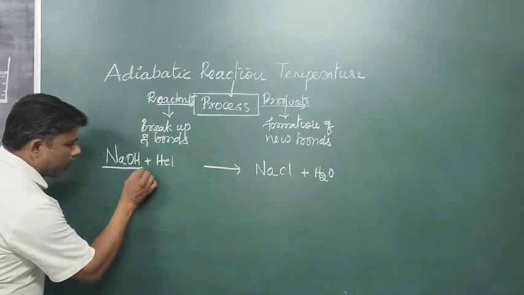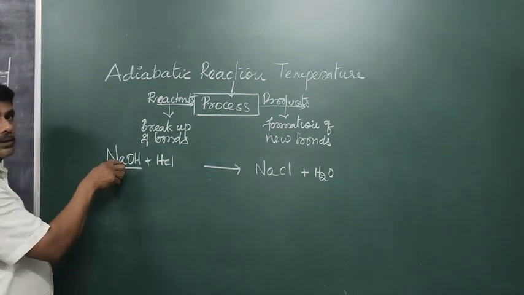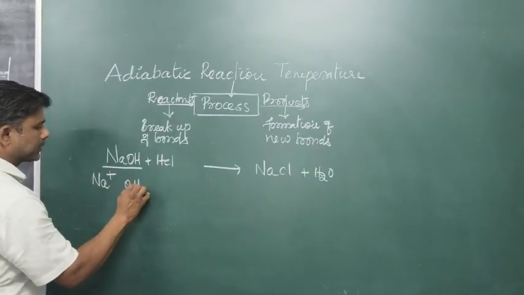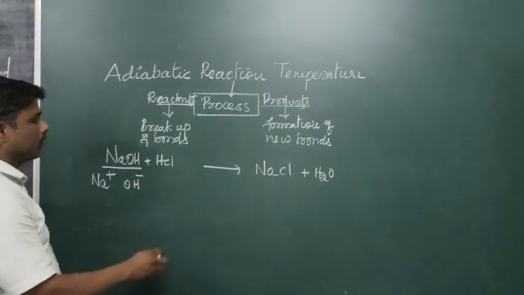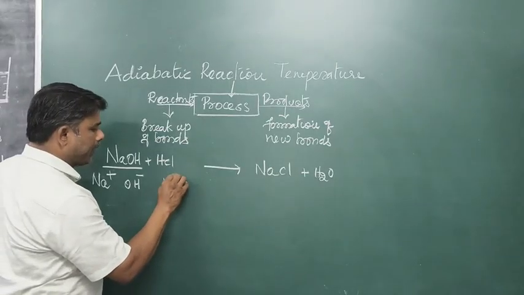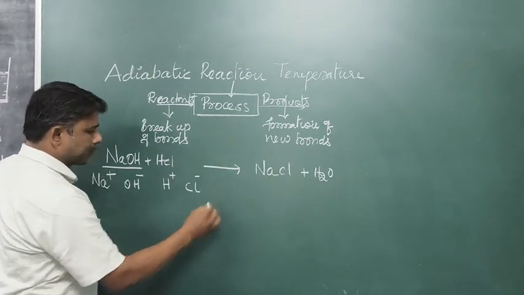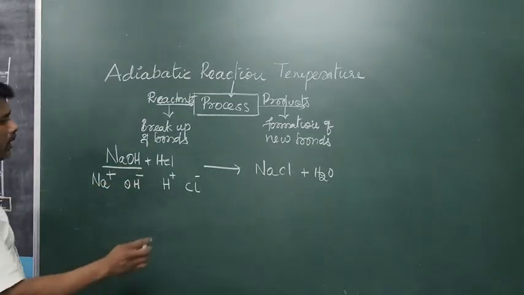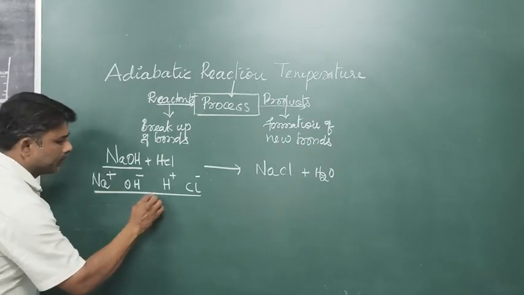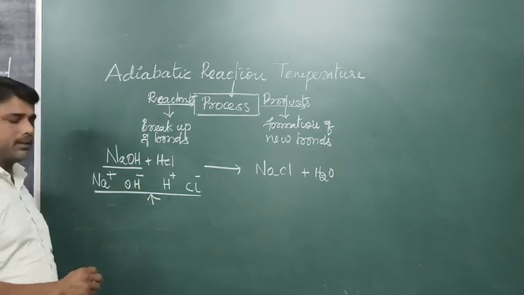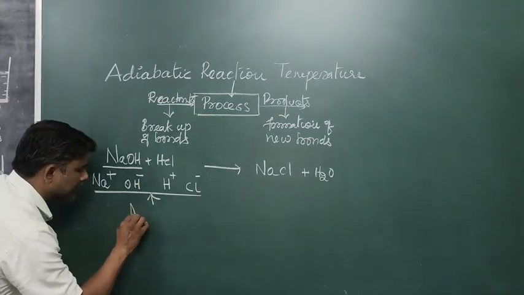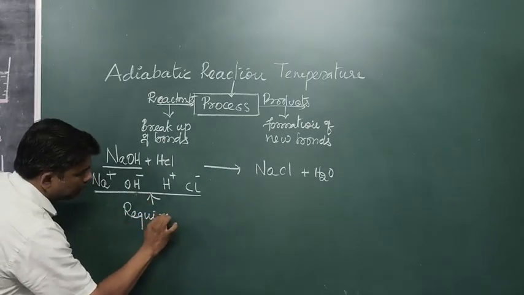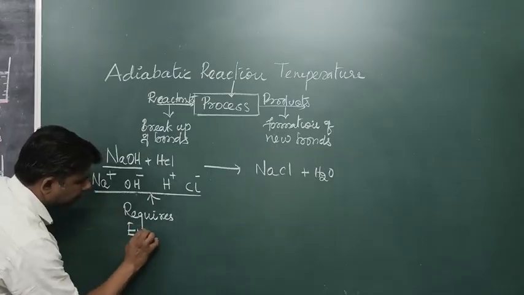There will be breakup of bonds for this reaction. Sodium hydroxide will split into sodium Na+ and OH-. And hydrogen chloride will split into hydrogen H+ and Cl-. During this breakup of bonds, an enormous quantity of energy is required. It needs energy to break up bonds. It requires energy.